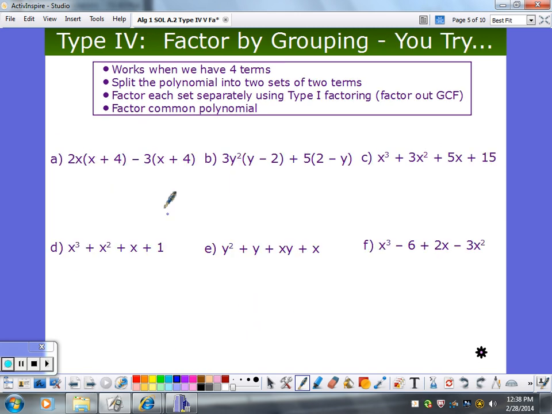I think we're ready for a You Try. I will draw your attention to B. I'm going to challenge you with it. You have to think a little bit about it. Well, I'll leave you to it. I think you guys can do it. So try these.